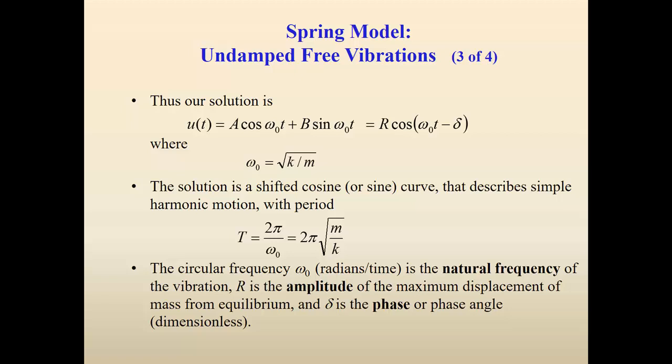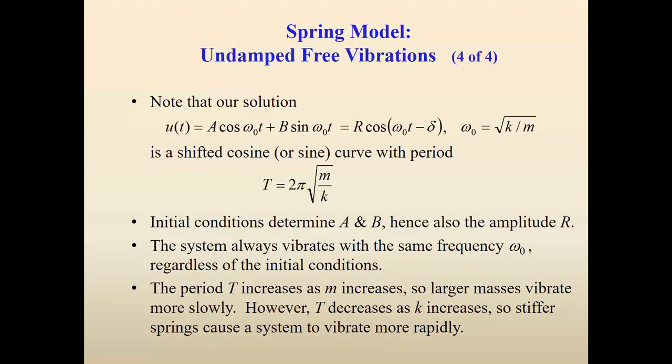One other thing to recognize is that delta is going to be describing the phase or phase angle of what we're doing. It's what kind of shift is required for the cosine for it to occur where it is. R is, of course, the amplitude. How big are the bounds of my vibration?